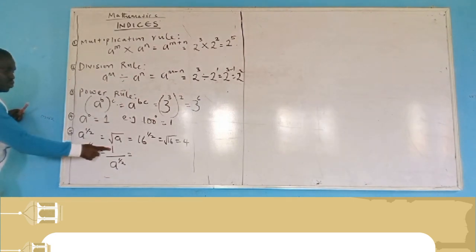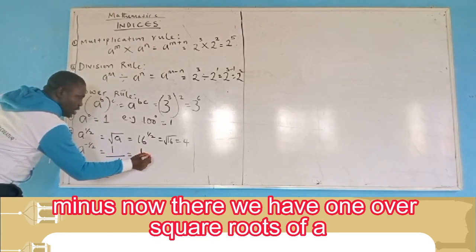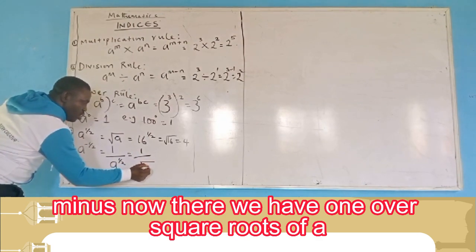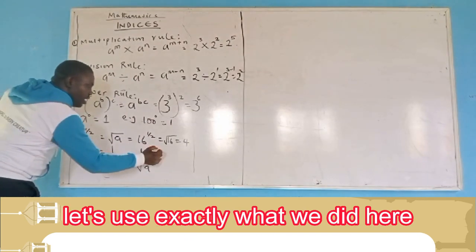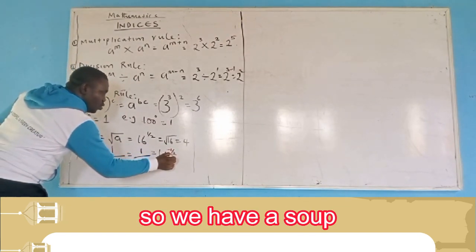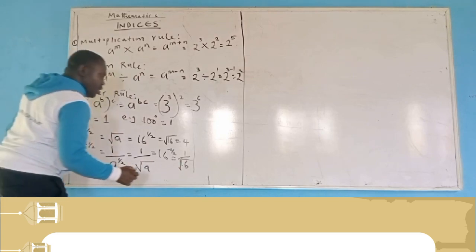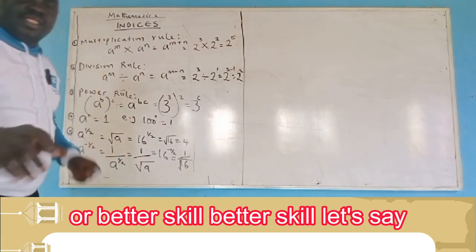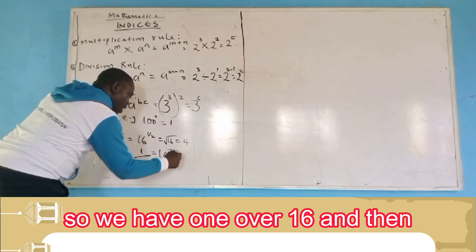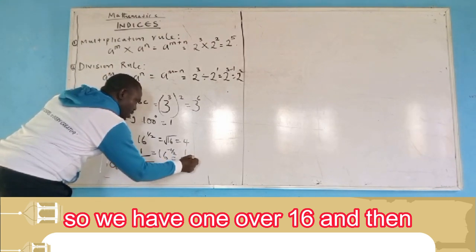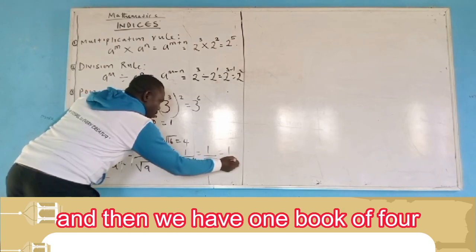And that's why I introduced 1 over. That's division, minus. Now we have 1 over square root of a, and that's what you have there. How do we transcribe it? Let's use exactly what we did here. So we have a 2. This will give you 1 over the square root of 16, or better still, let's simplify it this way. So we have 1 over 16 to the power of a half, which is 1 over 4.